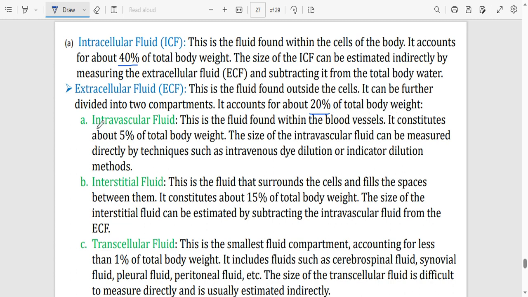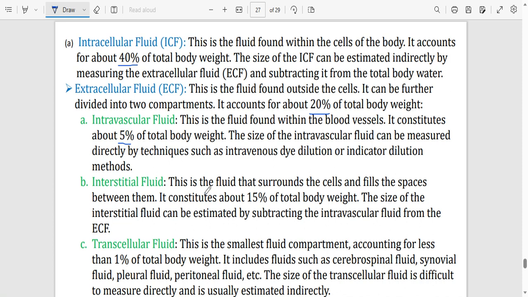So we have got what is called the intravascular fluid, which is also, of course, the plasma fluid. Intravascular just means inside the blood vessels. So the intravascular or the plasma is a fluid that is found inside the blood vessels. It constitutes 5%. Again, we found this in the previous video, so you can watch that. The size of the intravascular fluid can be measured directly by techniques such as intravenous dye dilution or indicator dilution. Of course, we also saw some of the dyes which we were able to use to find the plasma volume, such as albumin, iodinated albumin, and Evans blue.